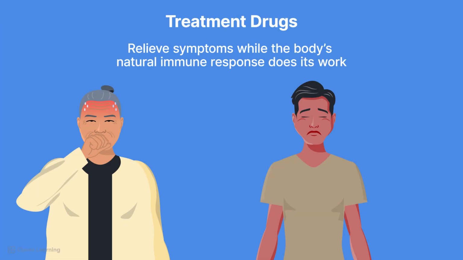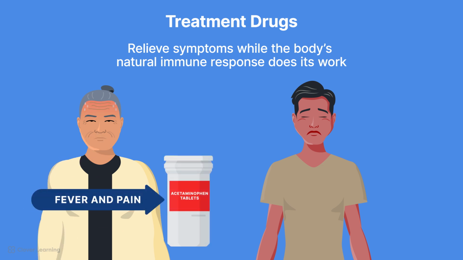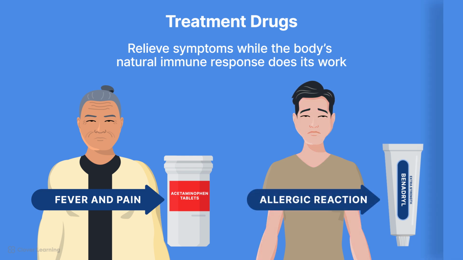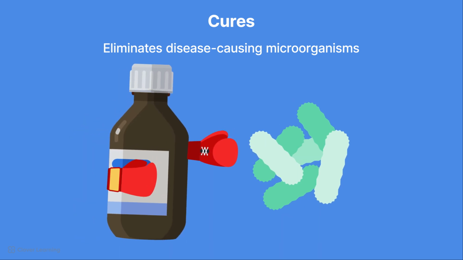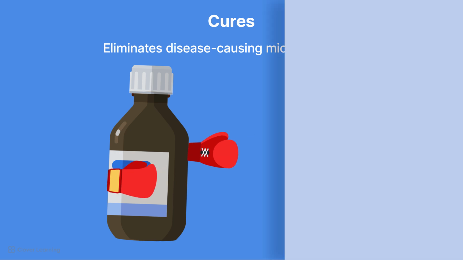Drugs used for treatment simply relieve symptoms, while the body's natural immune response does its work. For example, acetaminophen is used to treat fever and pain while the body fights off the pathogen causing the infection. Or Benadryl diphenhydramine can be used to treat symptoms of an allergic reaction. Finally, drugs used for cures eliminate disease-causing microorganisms. Antibiotics target infection-causing bacteria within the body and seek to eliminate them.